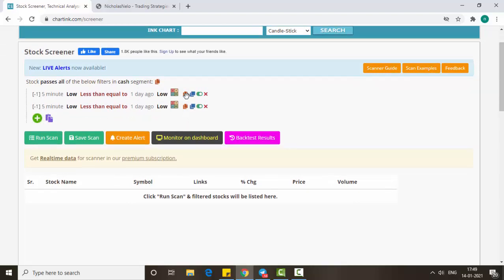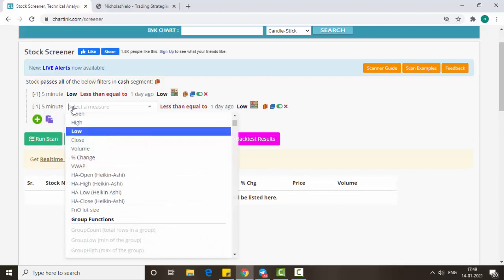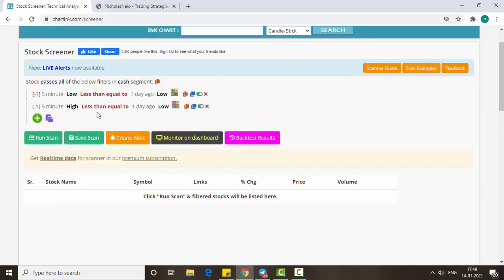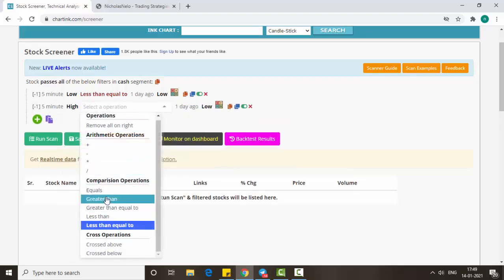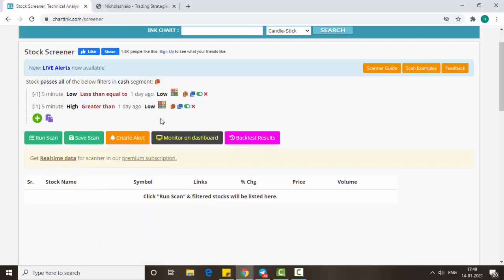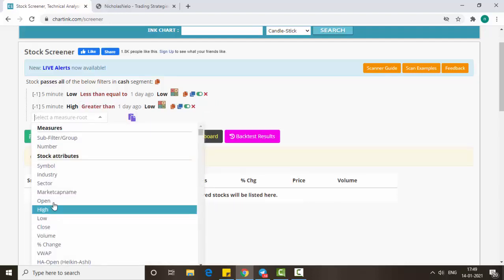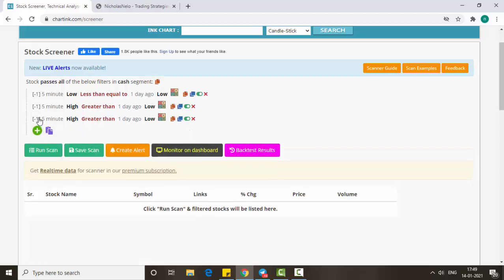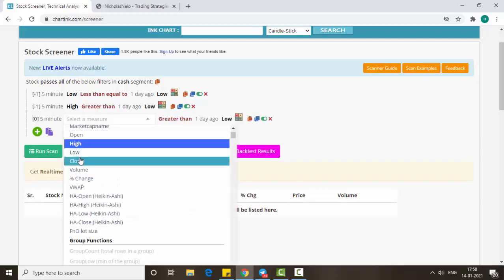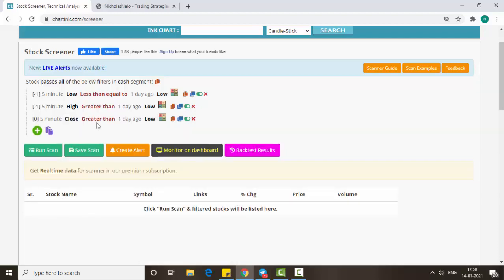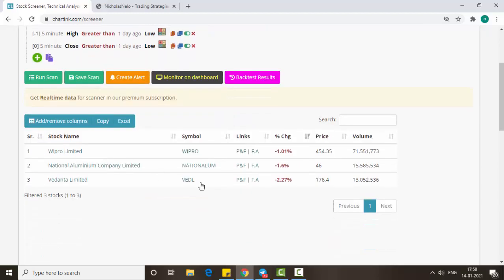The second step is the previous 5 minutes high greater than 1 day low. And the final step is latest 5 minutes close greater than 1 day ago low. So our scanner is completed, and here you can change to future and just click run.